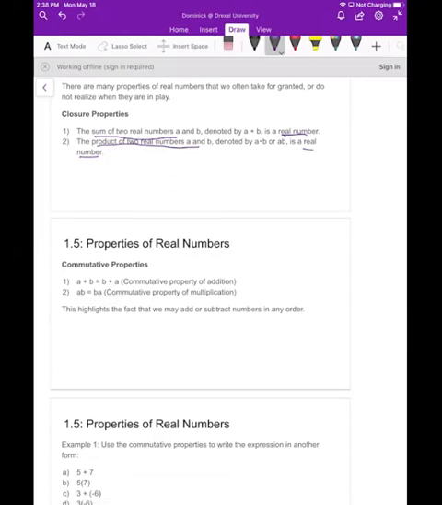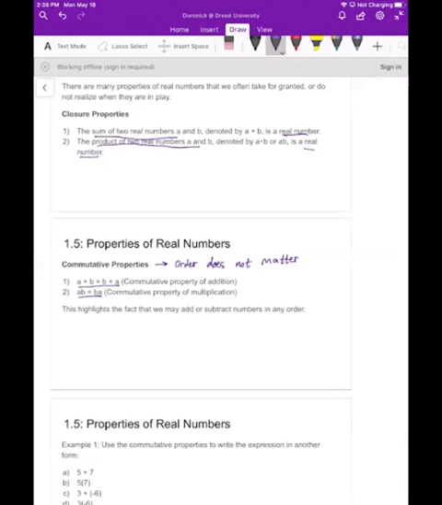Now the next one is maybe a little bit more familiar, and that's called the commutative property. All the commutative property means is that for addition and multiplication, the order does not matter. If you take A plus B, that's the same as B plus A. If you take A times B, that's the same as B times A. That's what we mean when we discuss the commutative property.